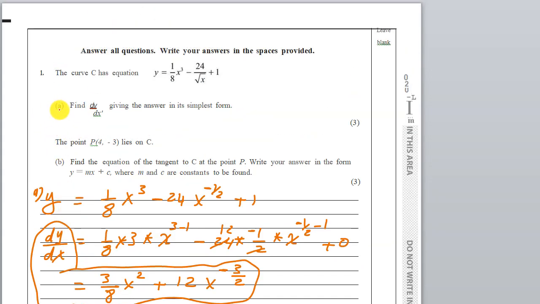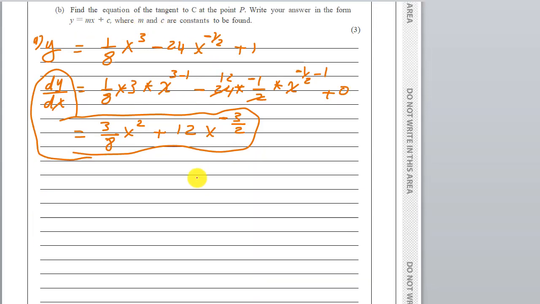Let us go ahead. The point B (4, minus 3) lies on C. Find the equation of the tangent to C at point B. Write your answer in the form y equals mx plus c, where m and c are constants to be found. So this is part B. We know that m equals dy by dx, at which point the point given now is (4, minus 3).